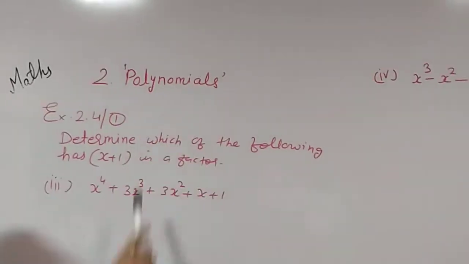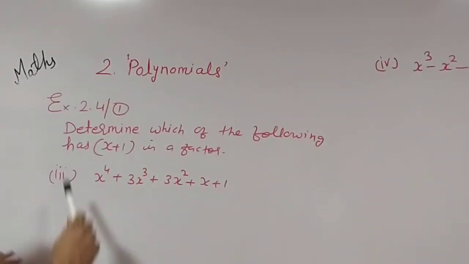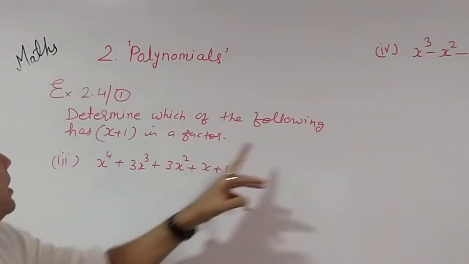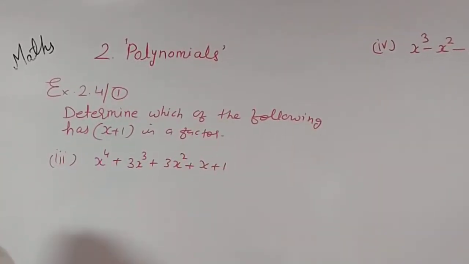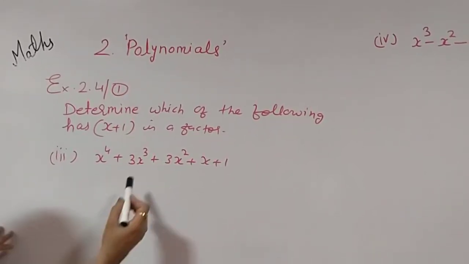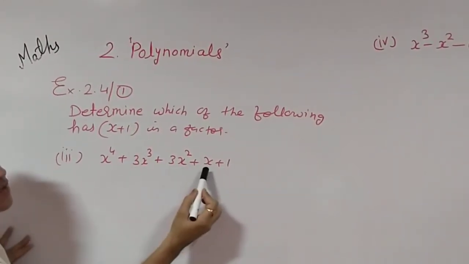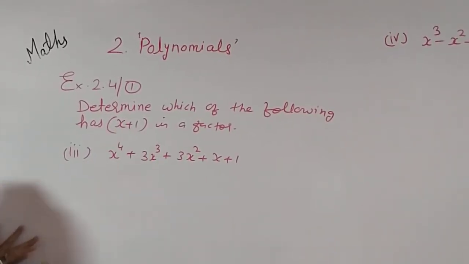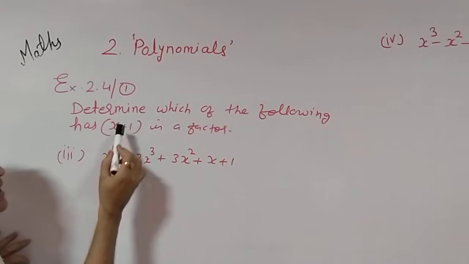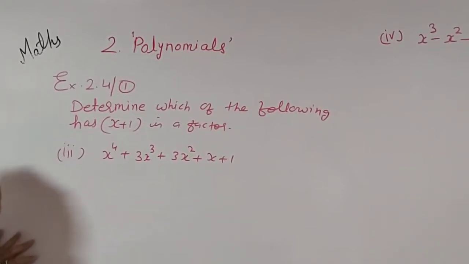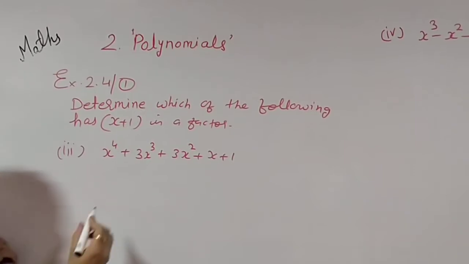Continue chapter 2 polynomials. Exercise 2.4 first sum. Determine which of the following has x plus 1 as a factor or not. Third sum: x raised to 4 plus 3x cube plus 3x square plus x plus 1. We have to determine whether x plus 1 is a factor of this or not. If we divide by x plus 1 and the remainder is 0, then it is a factor, otherwise not. So find the remainder only.